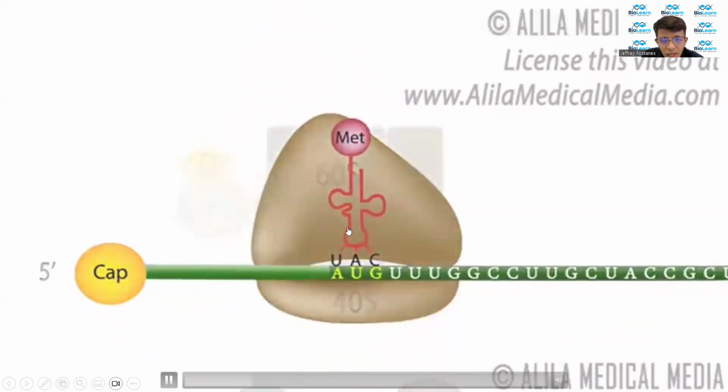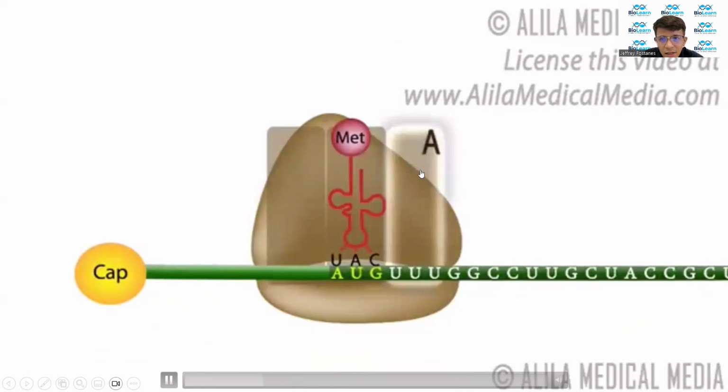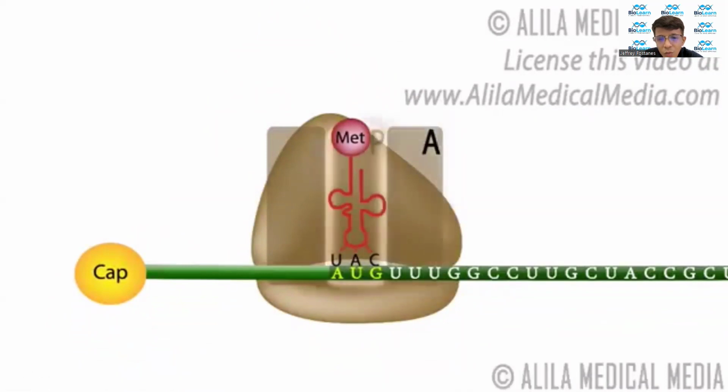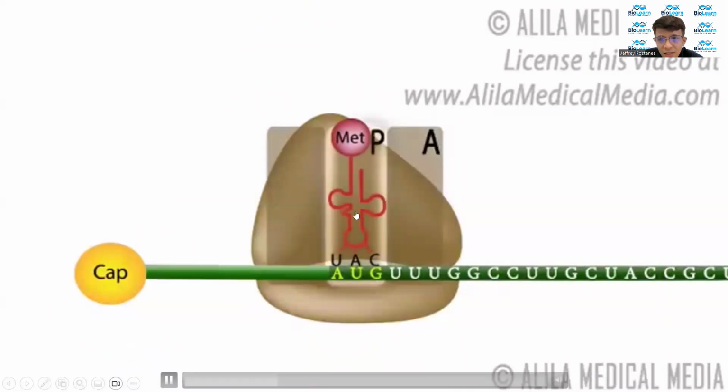The ribosome now has three sites. The A site is the entry site. This is where the next tRNA charged with an amino acid, or aminoacyl tRNA, will enter. The P site is occupied by peptidyl tRNA, the tRNA that carries the growing polypeptide chain.